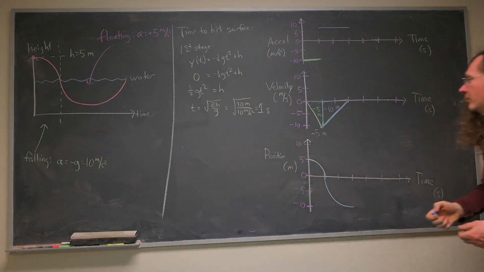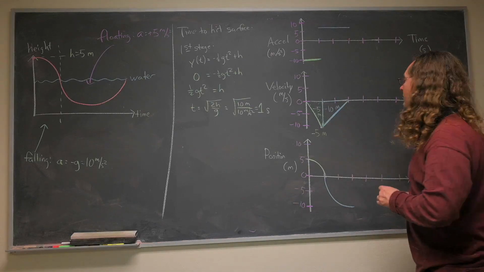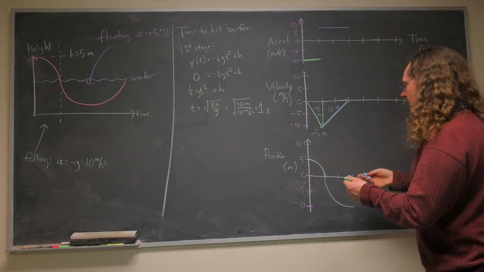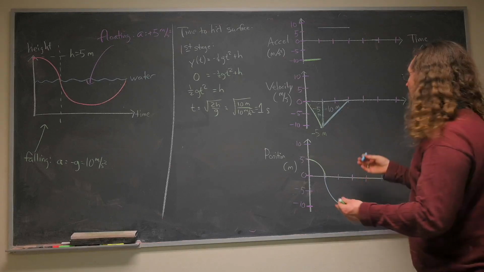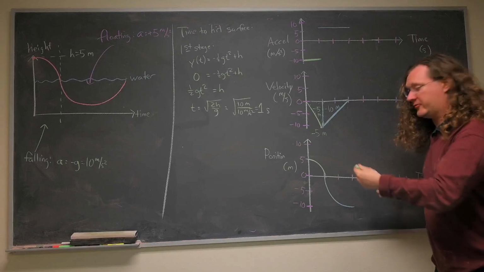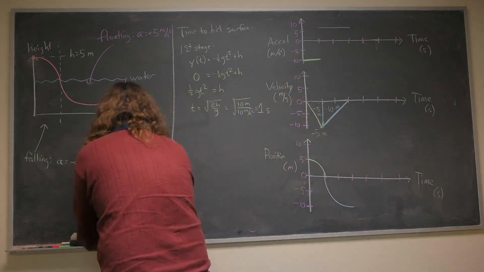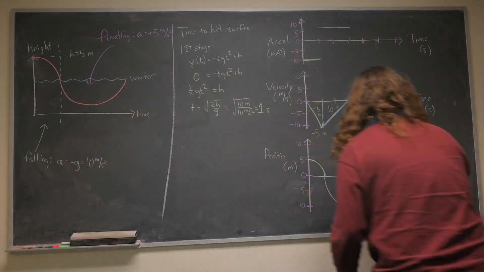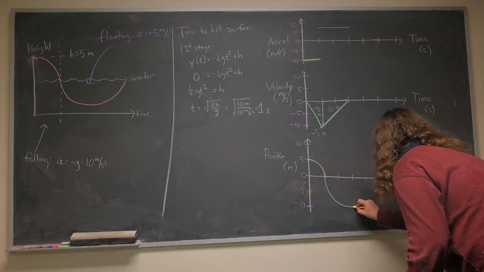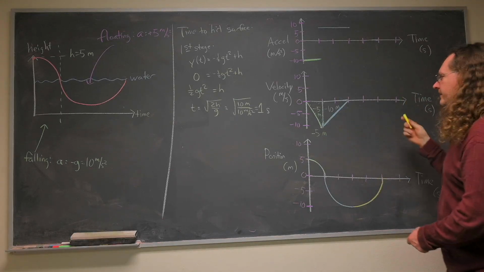Now, we then need to come back to the surface. We're 10 meters below the water. So in order to get back to the surface, I need 10 meters of positive displacement. Right? I can expect this to be symmetric. I'm going to switch colors here. So I would reach the surface here.